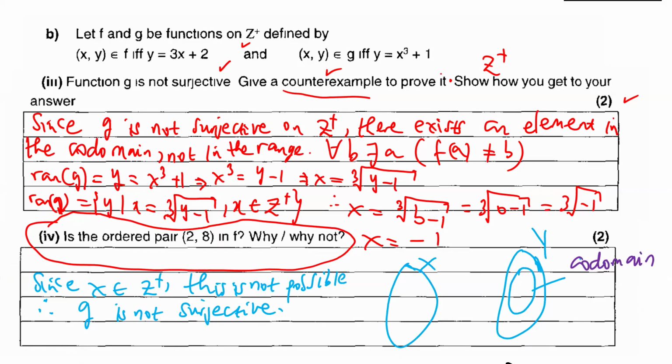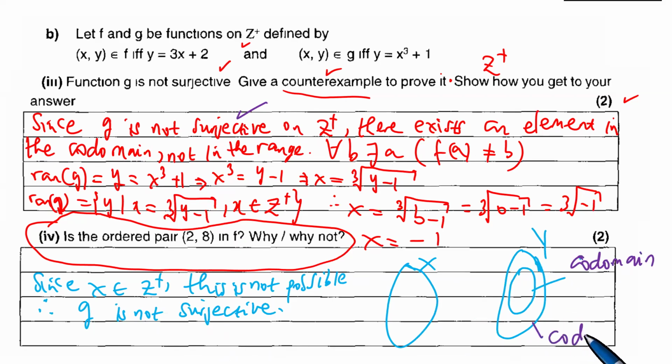Is a subset of the range. So the codomain sits inside. But if we assume that g is not surjective on the positive integers, Z plus, there exists an element in the codomain, yeah, you can find an element in the codomain that is not in the range. I mean, we have the codomain.